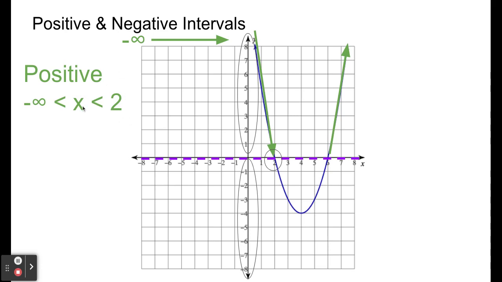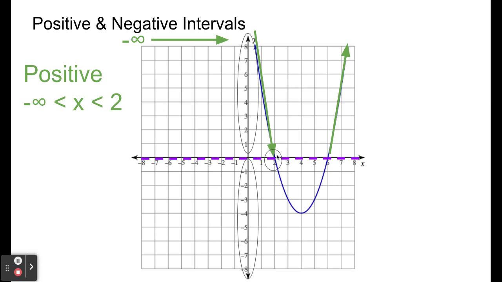Now, we don't say that it's equal to at 2 because we're saying that this is where our graph is positive. And at 2, our y value is 0, which is neither positive nor negative. So we will not say that it is equal to at either of those values.